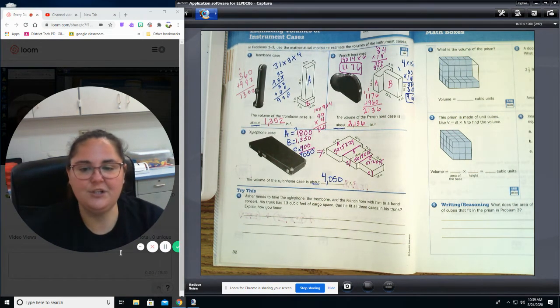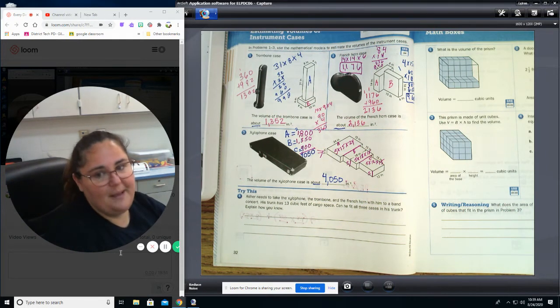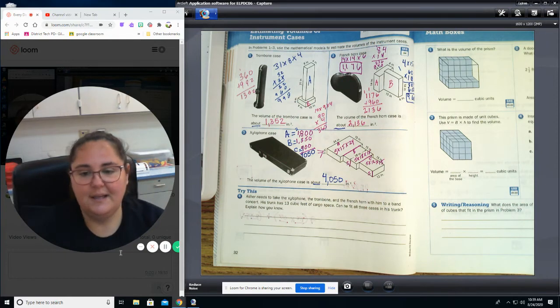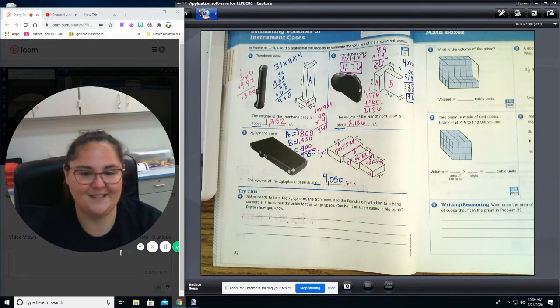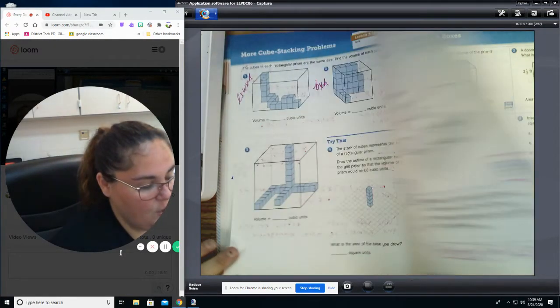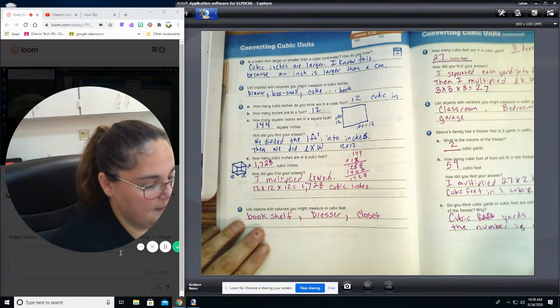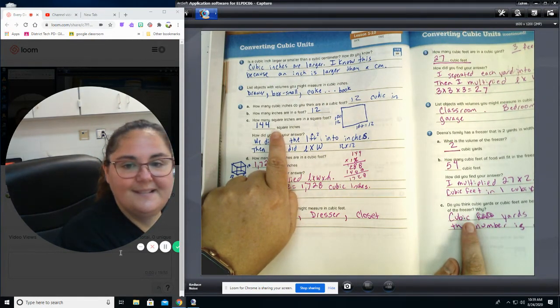Number 4, Asher needs to take the xylophone, the trombone, and the French horn with him to the band concert. His trunk is 13 cubic feet of cargo space. Can he fit all 3 cases in his trunk? How do you know? So this is going to go back to what we did yesterday when we converted cubic inches into a cubic foot.